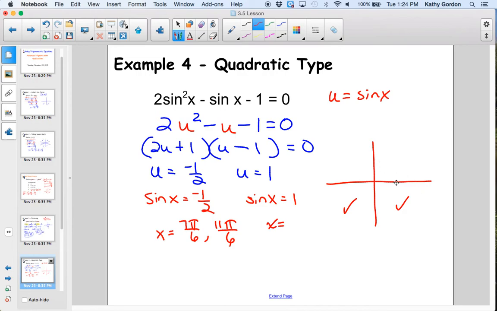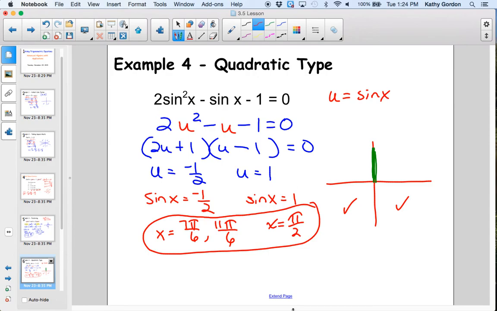Pi over 2. Because I need sine, which is related to my y coordinate, to be as big as possible. So that's going to happen here when I'm on the y axis. So pi over 2 is the possible solution from that factor. So all three of these then make up the possible solutions: 7 pi over 6, 11 pi over 6, and pi over 2. Okay? So, keep this in mind as an option.